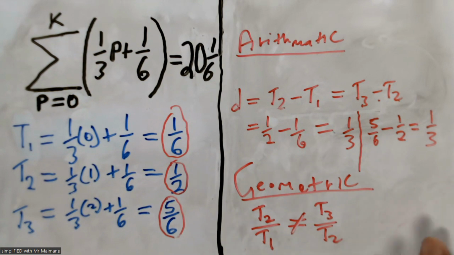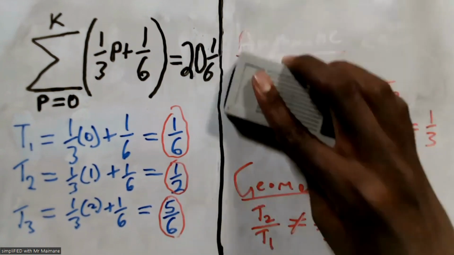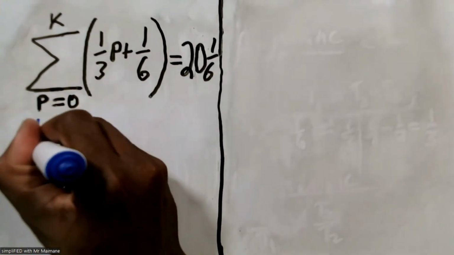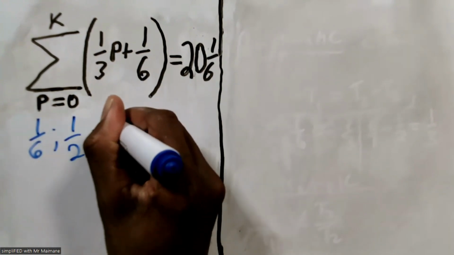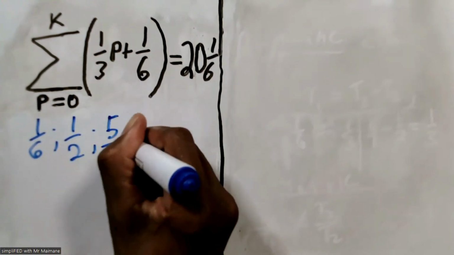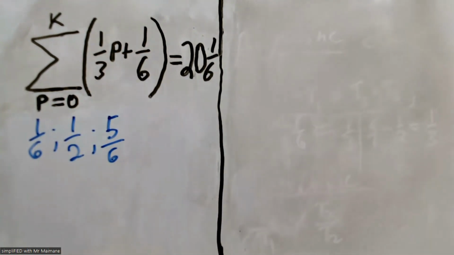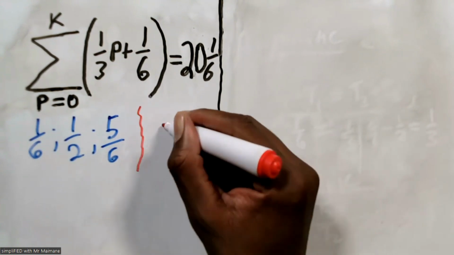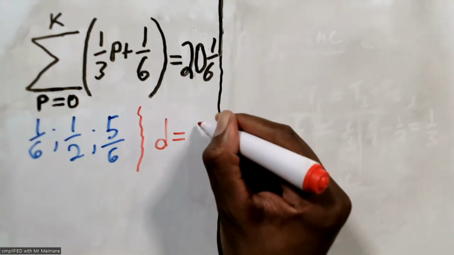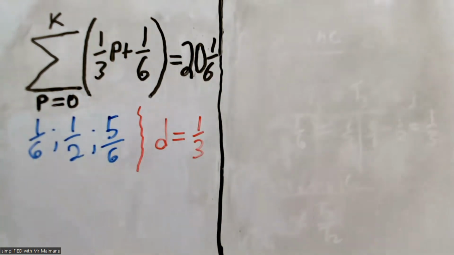Let me write this properly now. So our terms are 1 over 6, 1 over 2, and 5 over 6, which is an arithmetic sequence with a common difference D, which is 1 over 3. And by now we know that the formula for the sum of an arithmetic sequence is given like this.